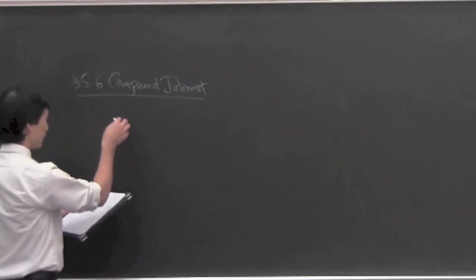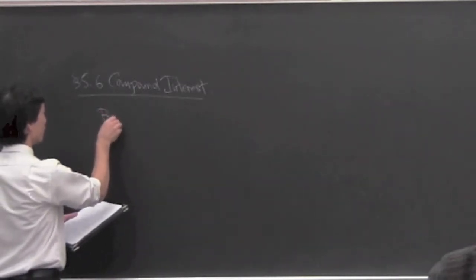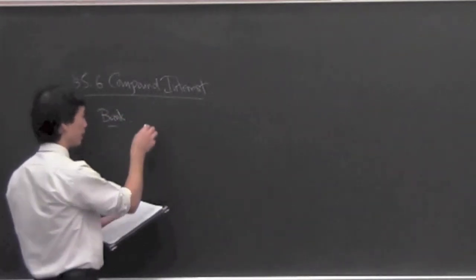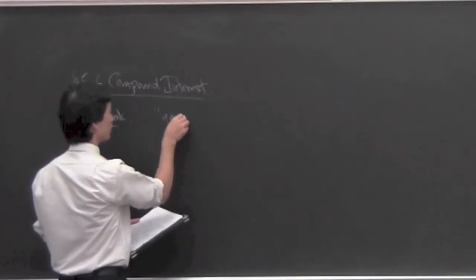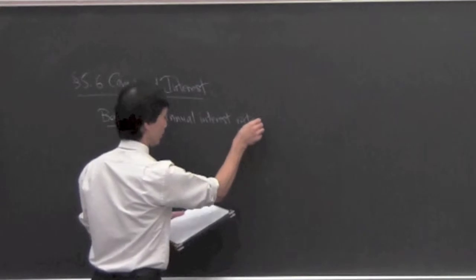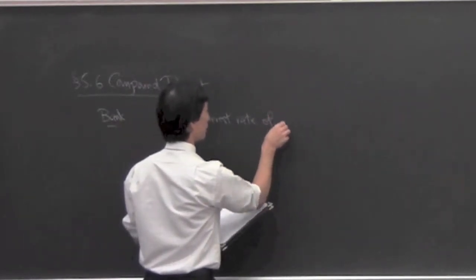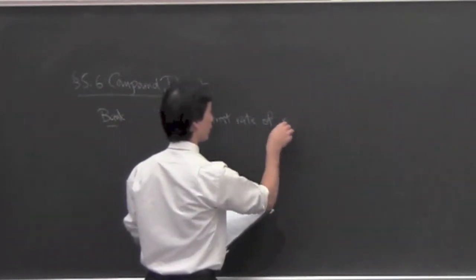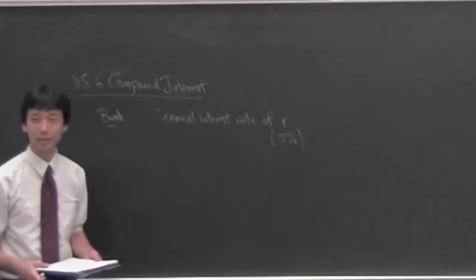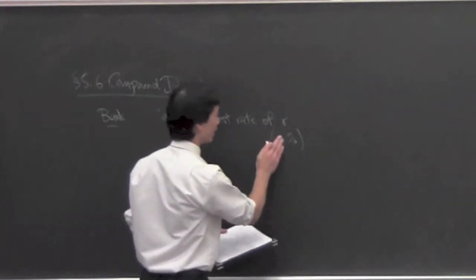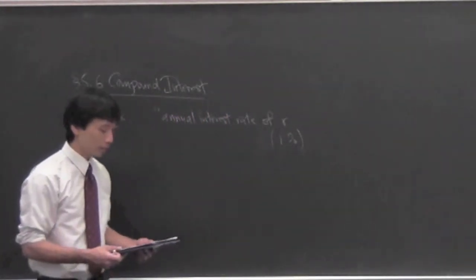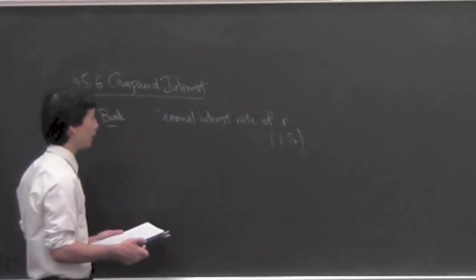So the idea is like this. You have a bank, right? And the bank says it has an annual interest rate of R, say. For example, R could be like 5%. Although no bank gives anything close to 5%. That'd be more like 1%, or maybe less than 1%.